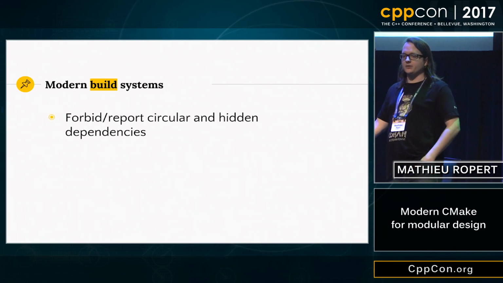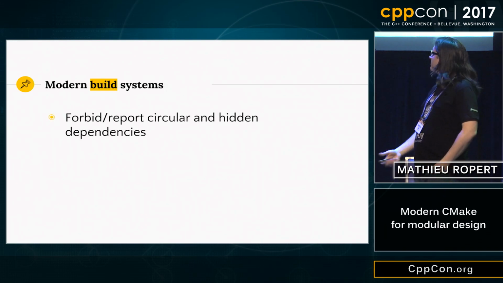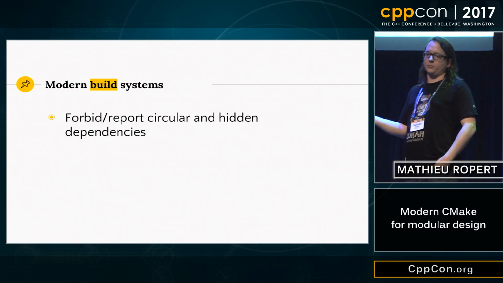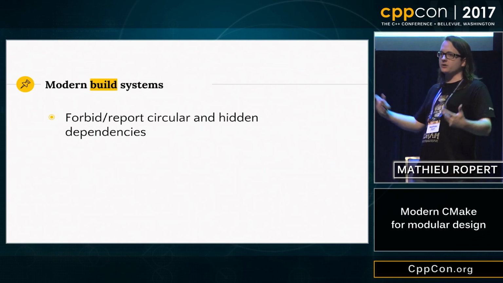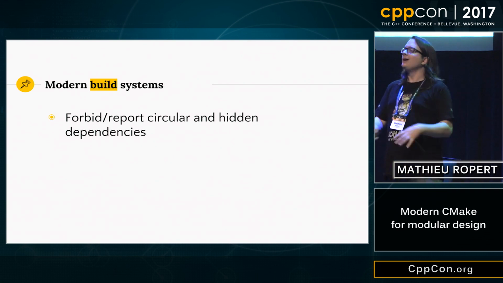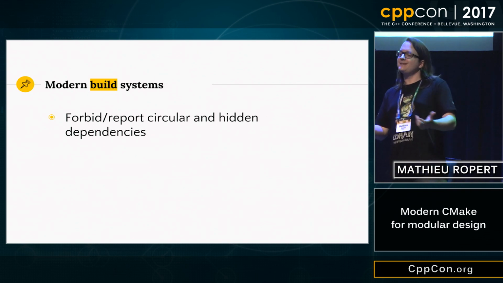So the idea behind a modern build system is simply to protect you from circular dependencies, or at least tell you when you're doing it. I don't think you could have a good reason, but some of them will let you override that if you really need to.